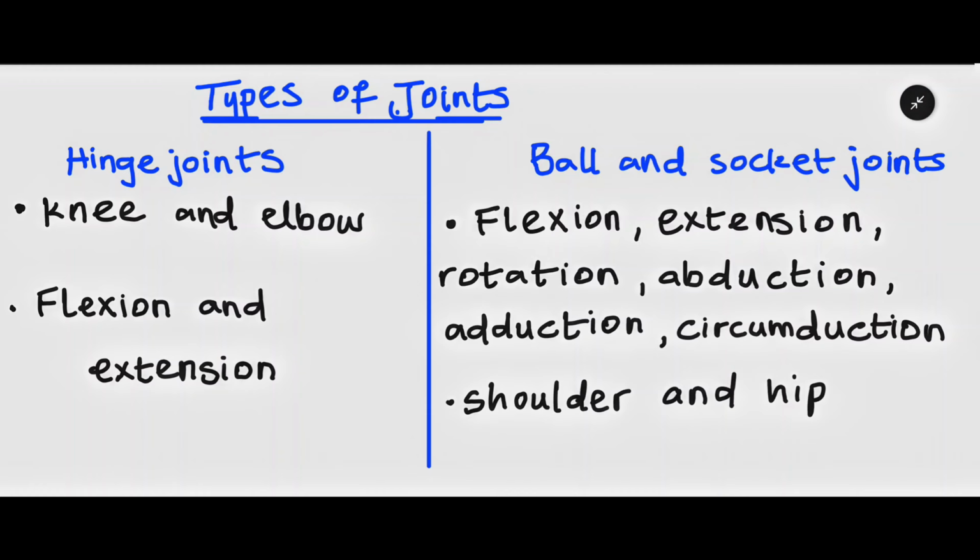Lastly, we have circumduction. We briefly talked about this with the cricket bowling. So when you're bowling a cricket ball, your arms move in a cone shape, and that causes circumduction at the shoulder. Now at the hip, similar things.